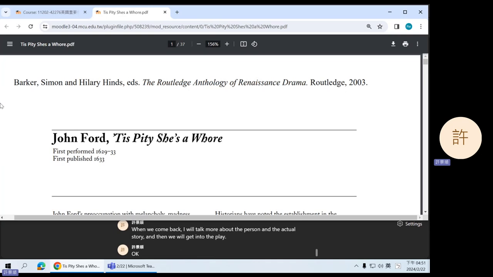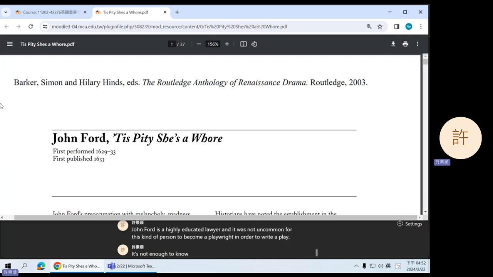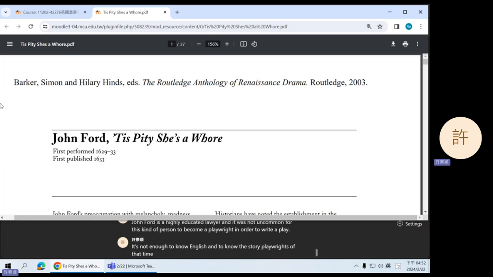Okay, so that was the introduction to the background of this play. Now let's talk about the author, John Ford. John Ford is a highly educated lawyer, and it was not uncommon for this kind of person to become a playwright. In order to write a play, it's not enough to know English and to know the story. Playwrights of that time often used stories from earlier literary works from other countries or from history.